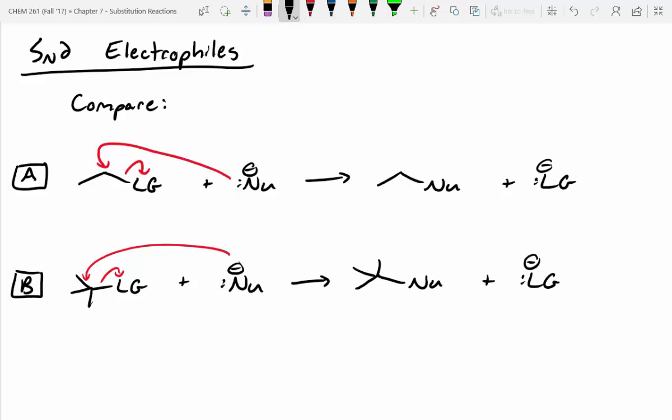All right, so now looking at these, which one is more likely to occur? And actually, I'm going to change this arrow just so it's a little bit more clear. So it's going to attack that carbon and kick off that leaving group. Which one's more likely to occur and why? And then check with your neighbor to see if you agree on the why part. What did you ask? Which one's more likely to occur? Reaction A or reaction B? And why?